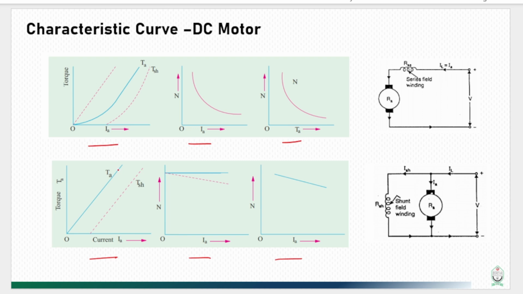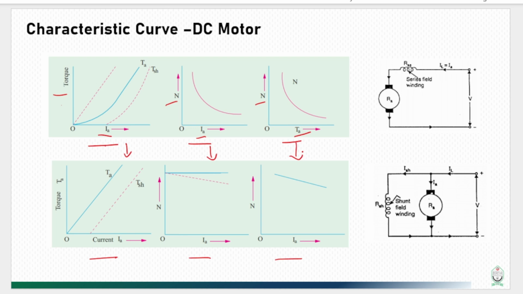If you look deeper into it, these curves are basically the torque versus armature current curve, the speed versus armature current curve, and the speed versus torque curve. The same thing is available for shunt wound motor, but in your textbooks, the explanations are not quite satisfactory. So I think you deserve to know more about how these curves have come into existence.